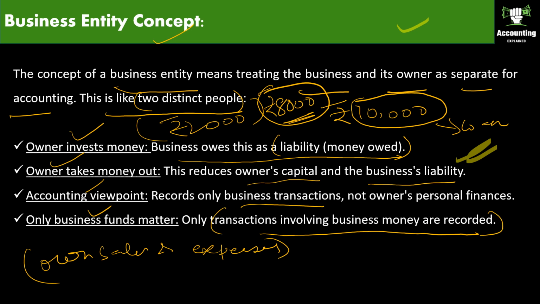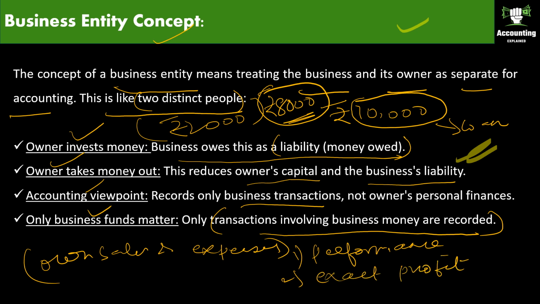Why is this separation done? This separation is important because it shows how the shop is doing, to find the performance of the shop first. Next, it prevents mixing up the shop's income and expenses with your personal income and expenses. Then only will we be able to find out the exact profit the shop has earned. So even though it's your dad's shop, the shop has its own financial life.